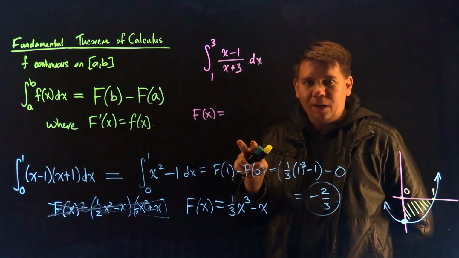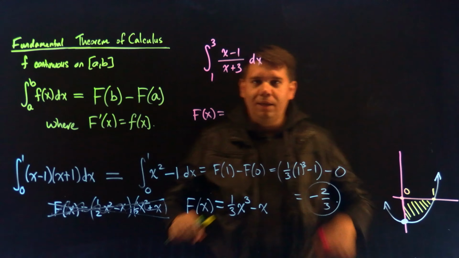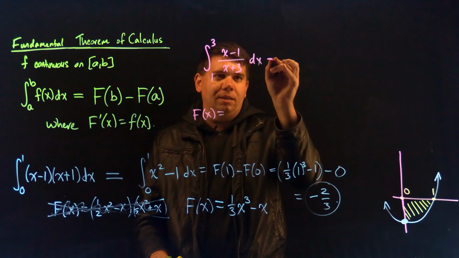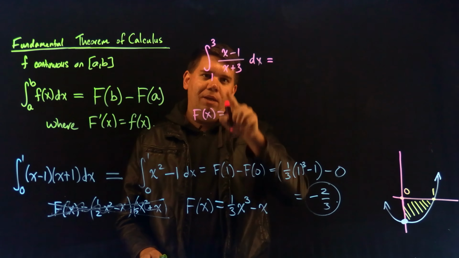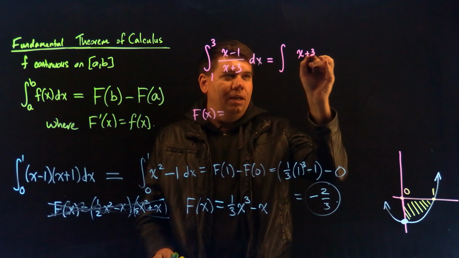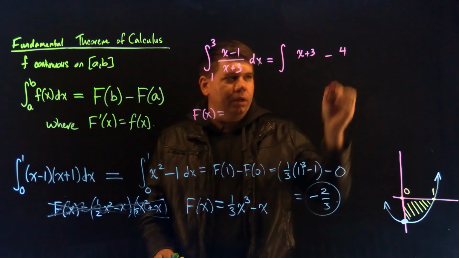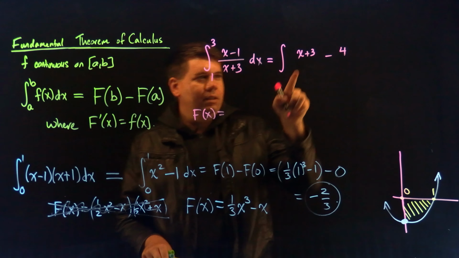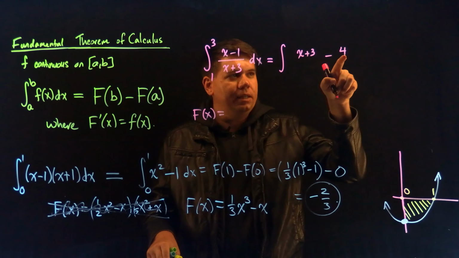Just like before, where I had to multiply it out first, how can I divide this out? You could do it with long division. But the trick here is to think, it would be really nice if I had x plus 3 on top and bottom. I don't have an x plus 3 on top, but I can make it x plus 3 if I also subtract 4, because x minus 1 is x plus 3 minus 4.